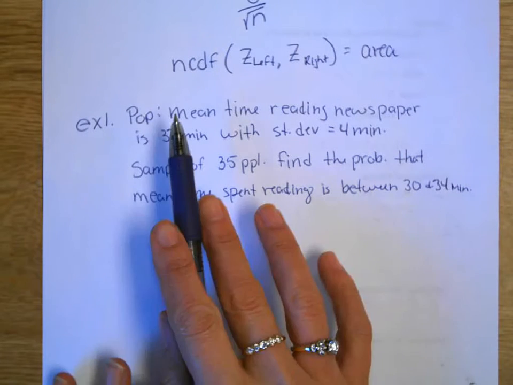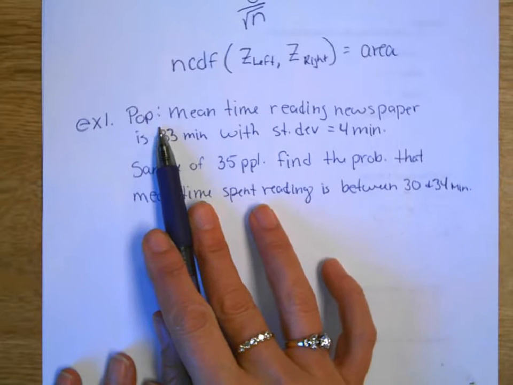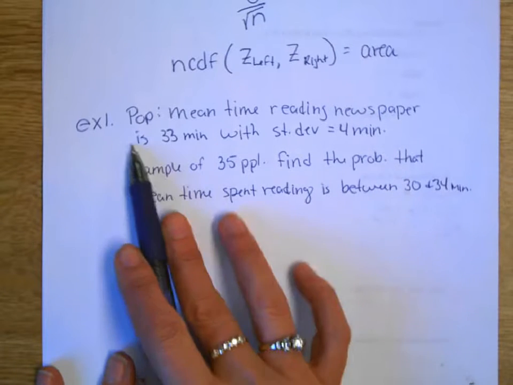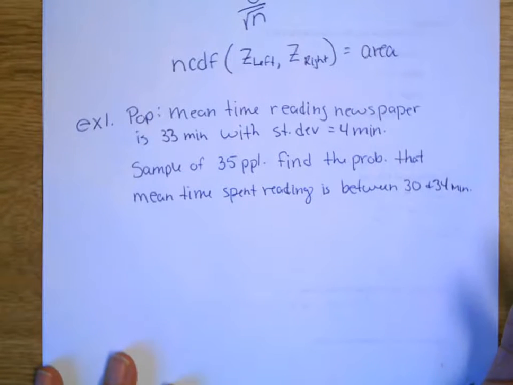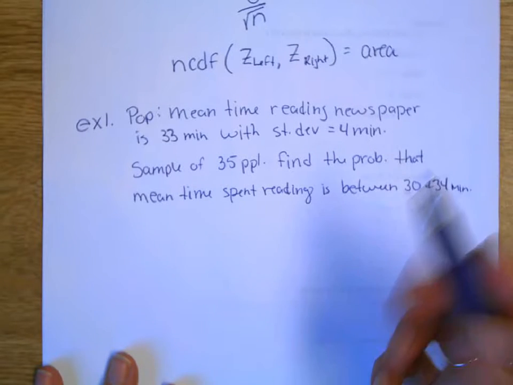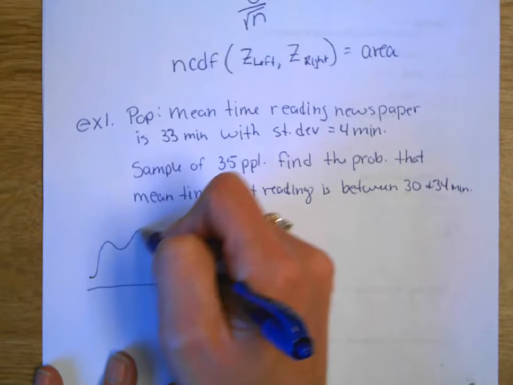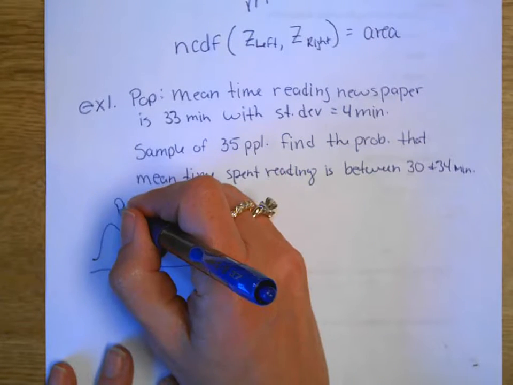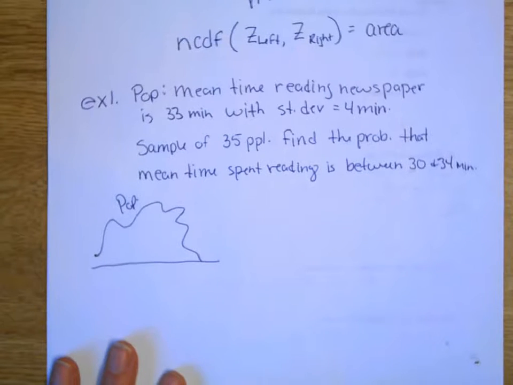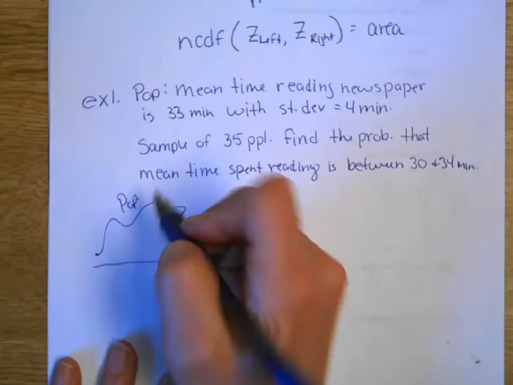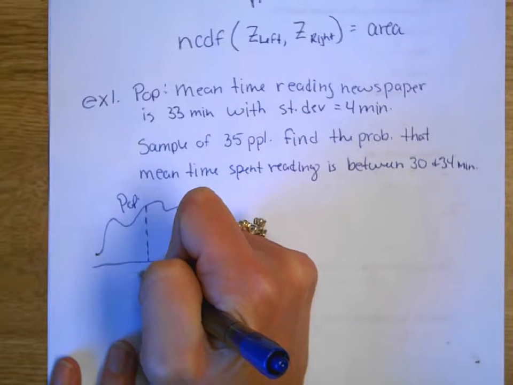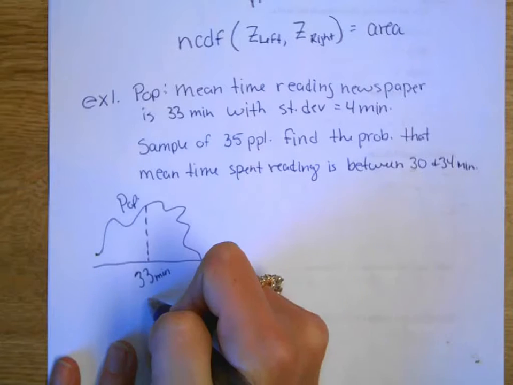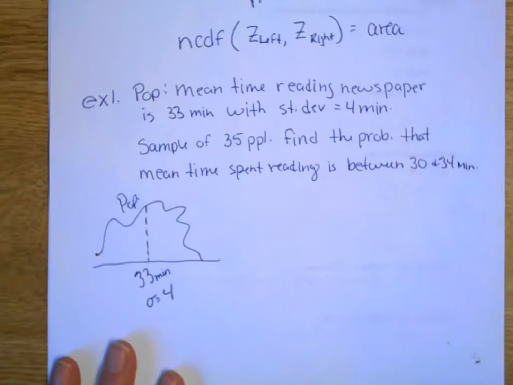Okay, so I want to make a sketch of the population. Do I know what shape the population has? Did anywhere in here, did I tell you it was normally distributed? No, I did not. So I have no idea what shape the population that I'm drawing from has. It could be normal, but they didn't tell me. I'm not going to make it normal. But I know that the average time is 33 minutes, and the standard deviation is 4 minutes.